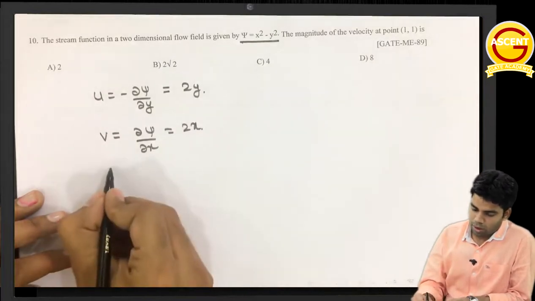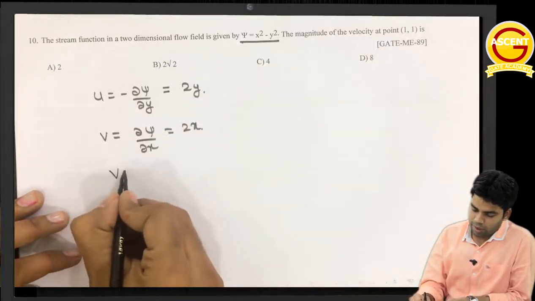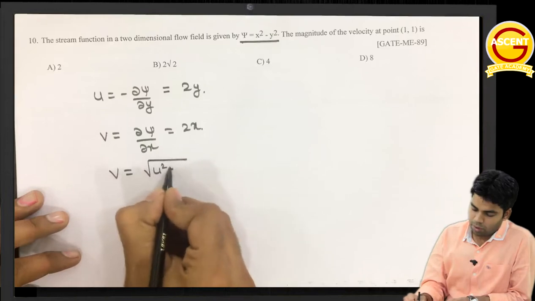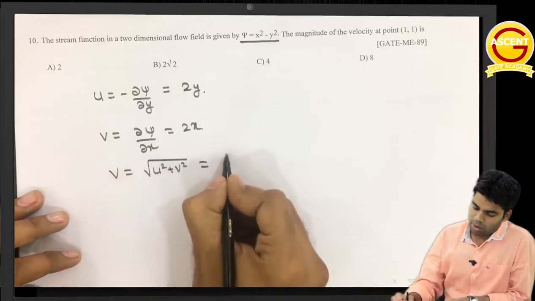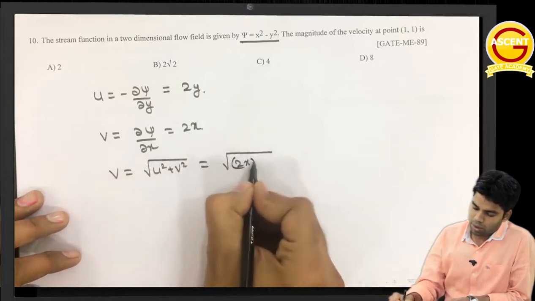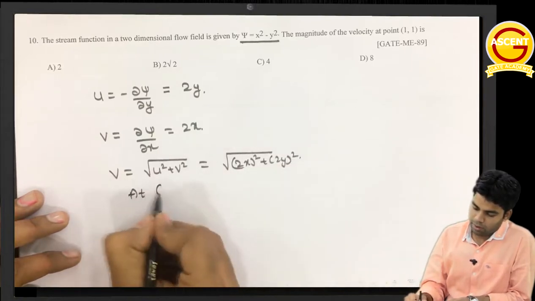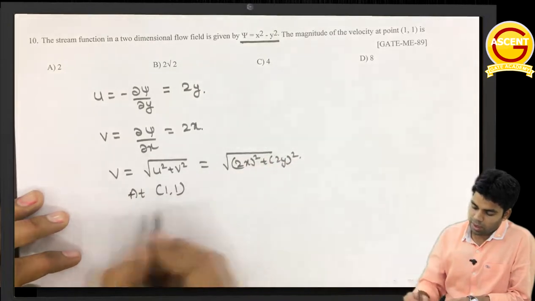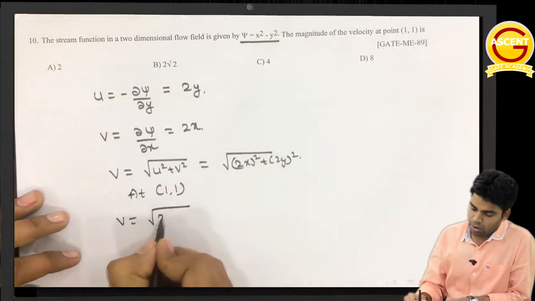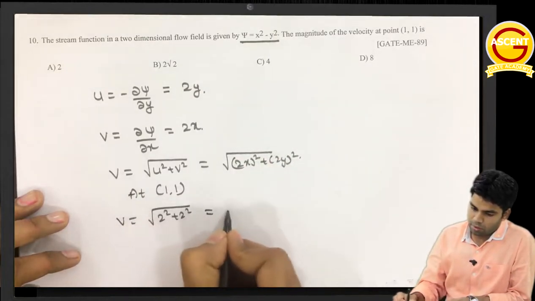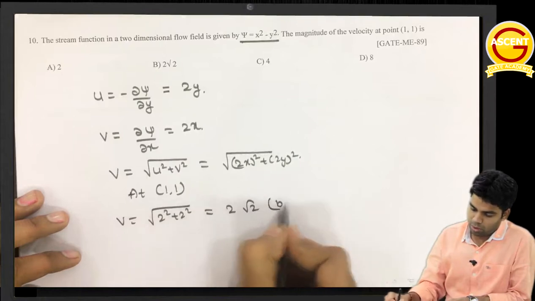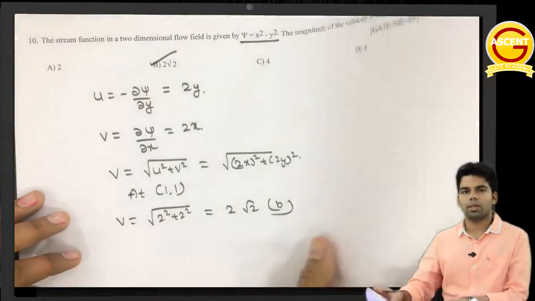Clear or not? Okay, now velocity vector v is equal to under root of u square plus v square. So this will be under root of 2x square plus 2y square. Okay, at 1,1, when x is equal to 1 and y is equal to 1, v is equal to under root of 2 square plus 2 square. So this will be equal to 2 root 2. Answer should be B. Clear or not?